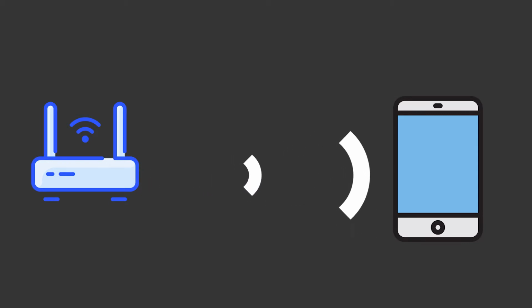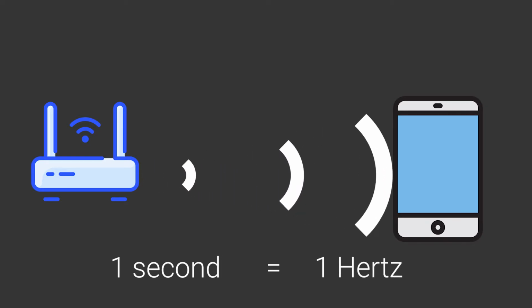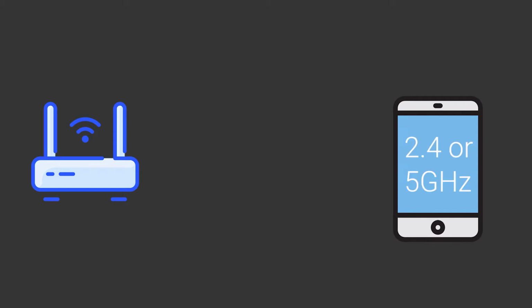To put this into simple words, let's say if somehow you could see these waves, and if you could calculate the time each wave takes to reach your device, you would be calculating the frequency of the wave. If one wave takes 1 second to reach your device, that would mean its frequency is 1 Hz. But in actuality, millions and billions of waves are moving per second, and your device should be set to the same frequency to receive these waves of a certain frequency.